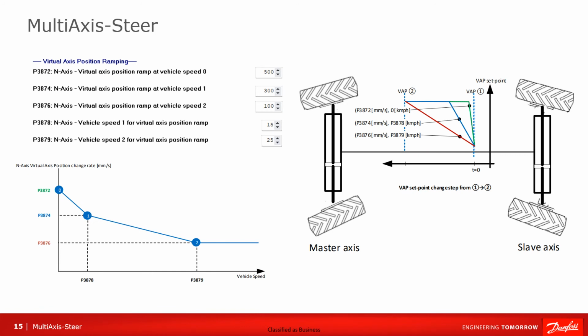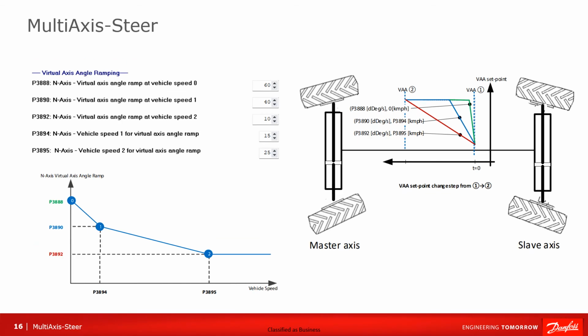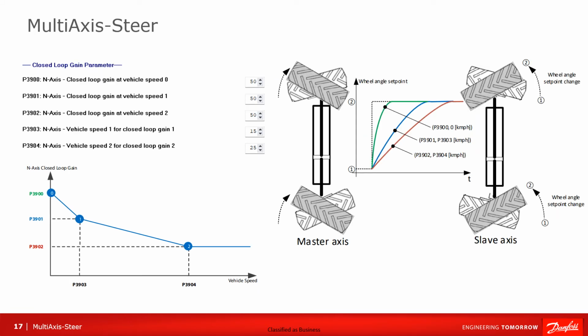The in-axis position ramping determines how fast the virtual axis can move at a given speed, while the angle ramping determines how fast the angle can change at a given speed. These ramps apply to the position and angle change by both the user input and the transition to the on-road state. The closed loop gain will determine the gain of the rear wheels at different speeds.